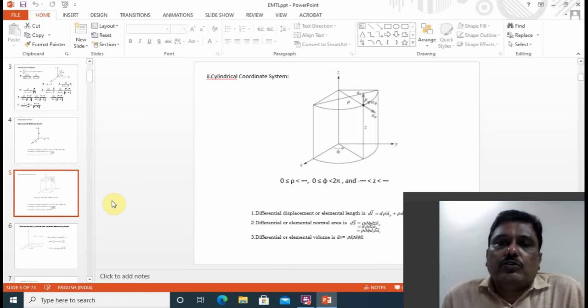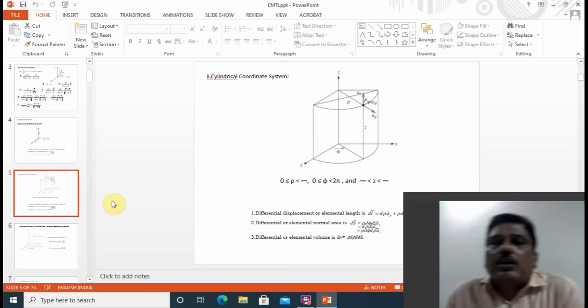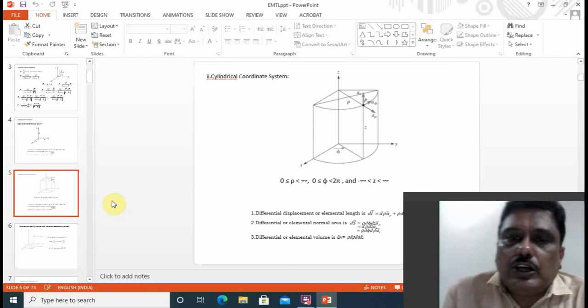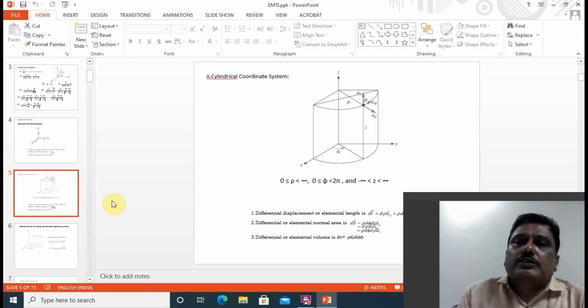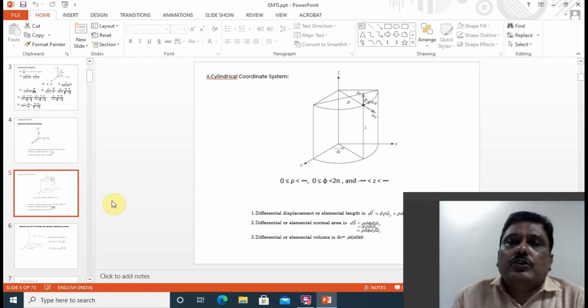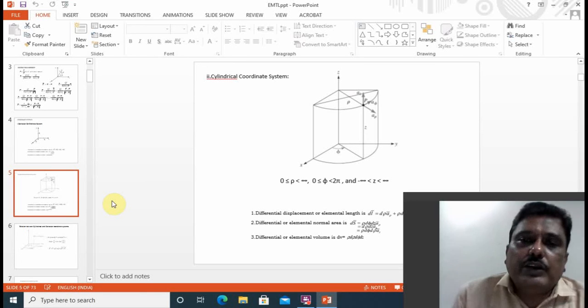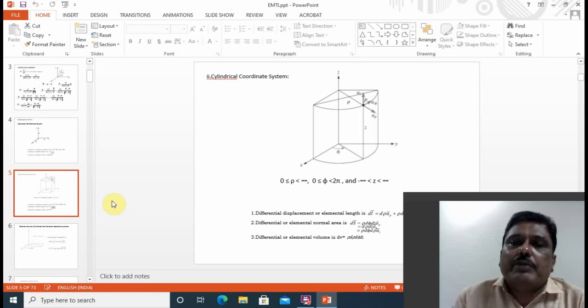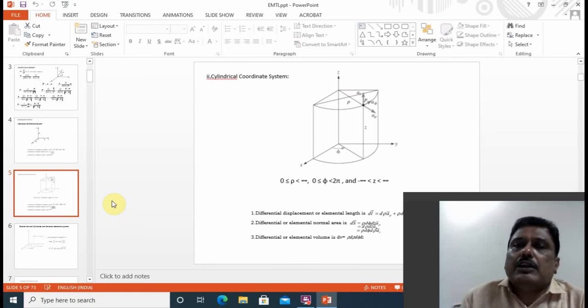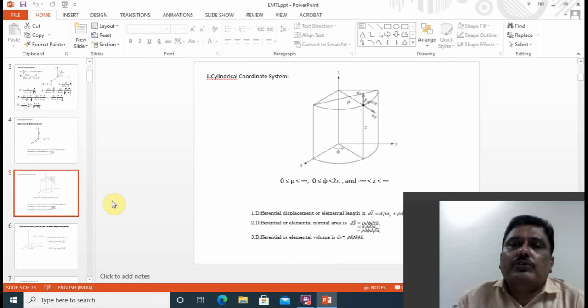We have seen the rho phi plane and the phi z plane, and now the elemental normal area on the z rho plane. So ds bar equal to d rho into dz a phi bar. And now the differential volume dV is the product of the elemental length along the rho axis, into the elemental length along the phi axis, into the elemental length along the z axis. So dV equal to d rho into rho d phi dz.